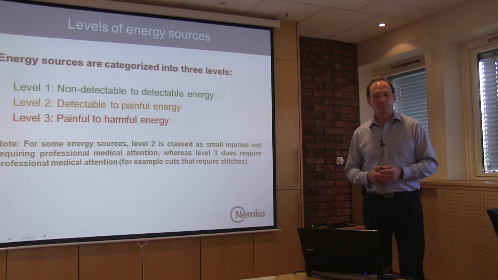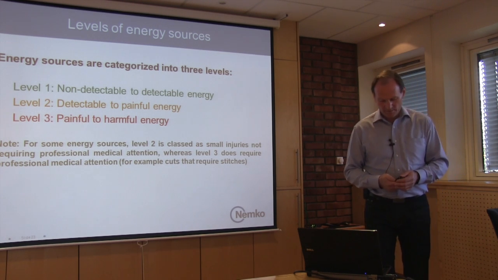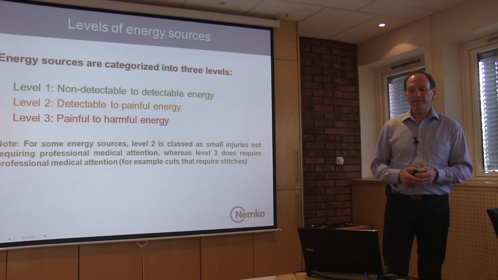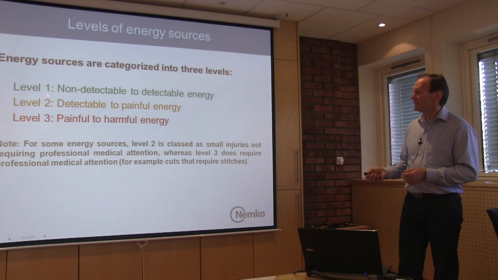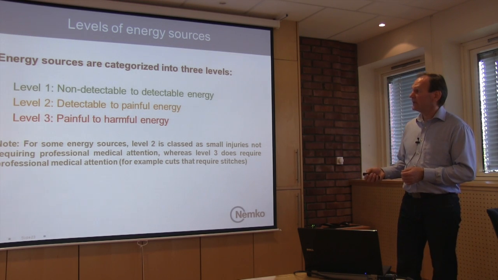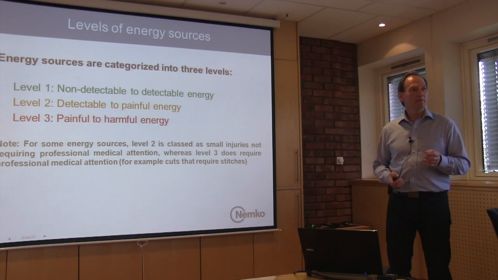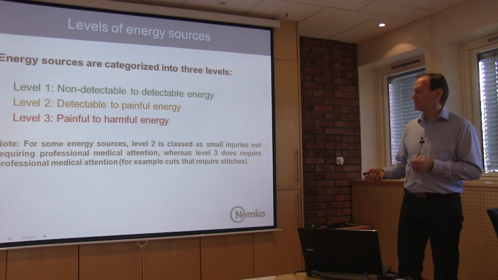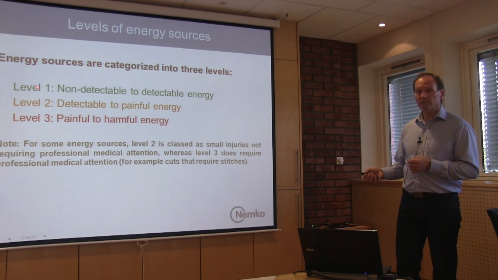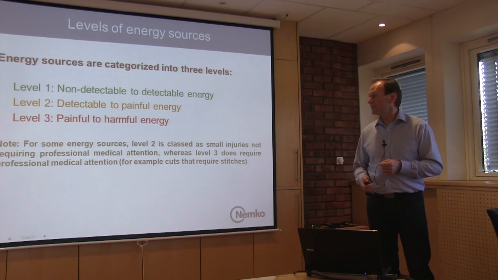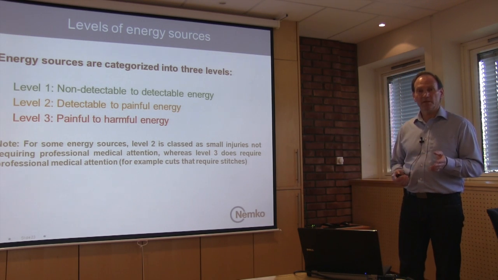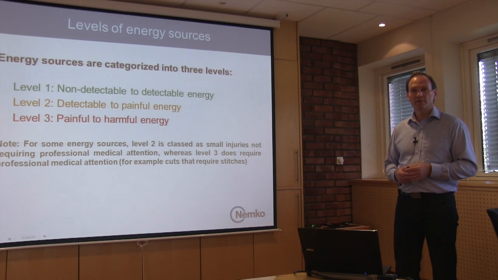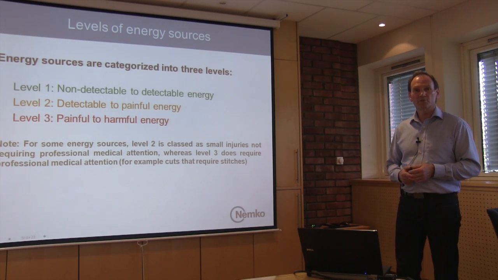And then we come to a critical part in the standard, the levels of energy sources. You have level 1, level 2, and level 3. And throughout the standard, level 1 is used with the green color, level 2 with the yellow, and level 3 with the red color. So if somebody is printing out the standard, it should be printed out in color to make it easier to use.